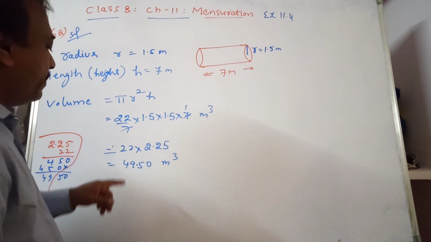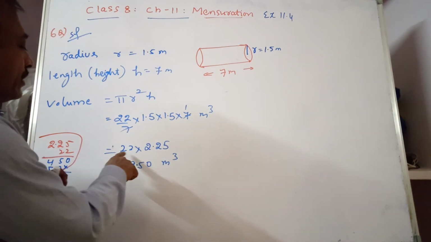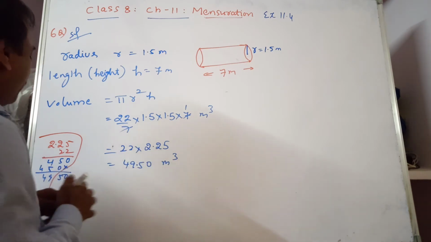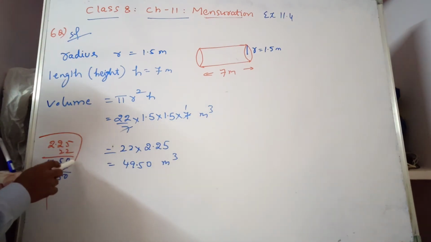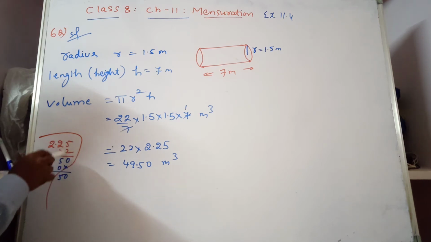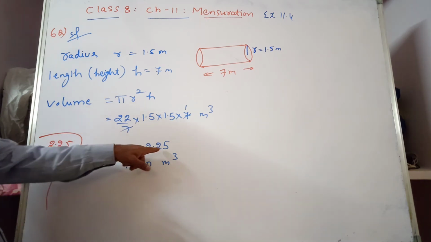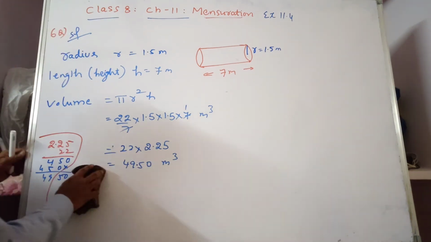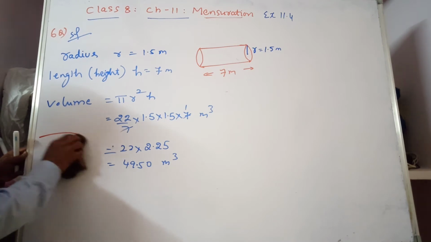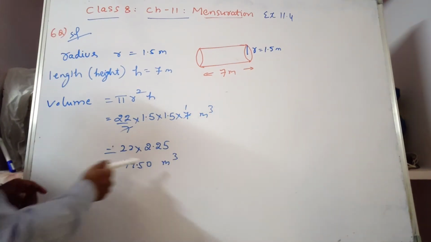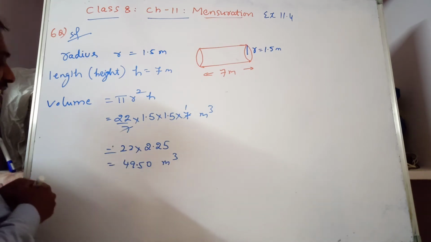49.50 meter cube. Observe it carefully. 22 into 2.5: 2 fives are 10, 2 twos are 4 plus 1 is 5, 2 twos are 4. Similarly, you get 4950, and as the decimal point is there after 2 digits, we place the decimal after that, 49.50 meter cube.